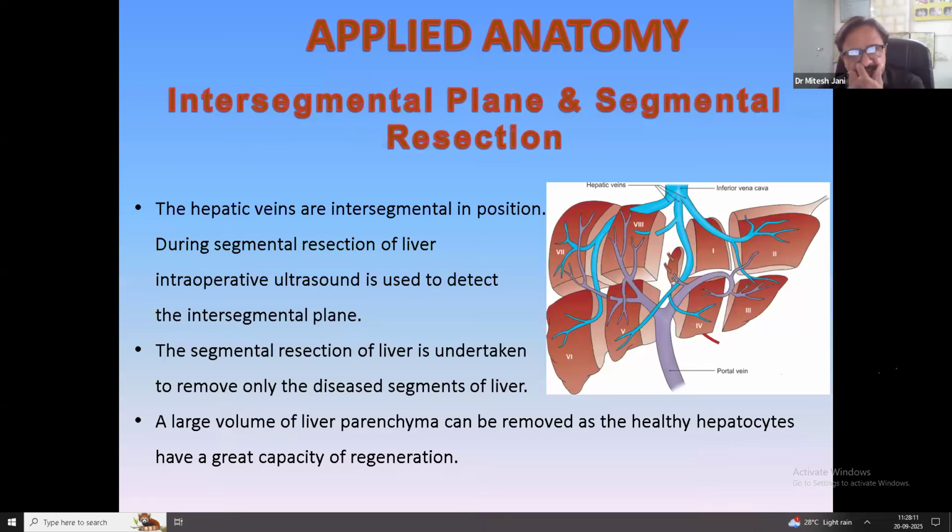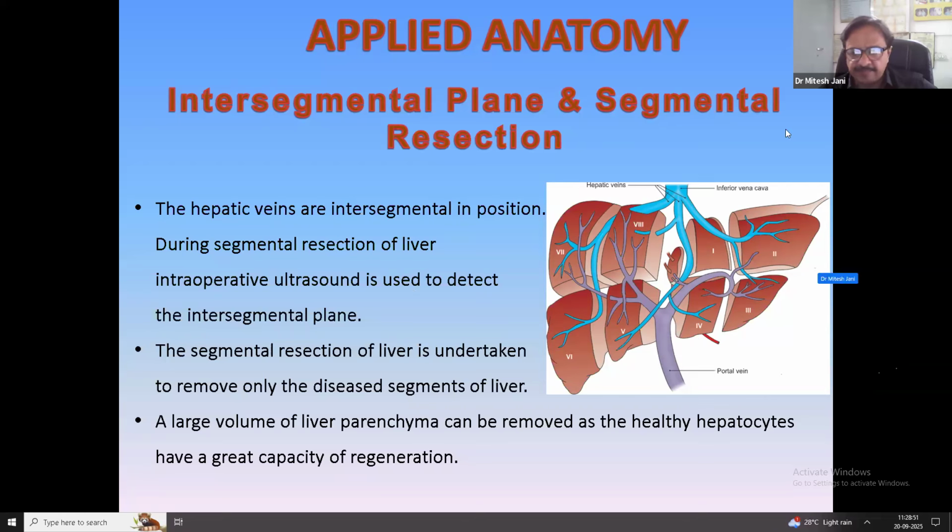Now, the intersegmental plane and segmental dissection. The hepatic veins are in an intersegmental position. As we learned before, there are different segments in the liver, and each segment has its own blood supply. So, the intersegmental plane and the segmental dissection. The hepatic veins are intersegmental in position. See, this is the hepatic vein. And during segmental resection of the liver, intraoperative ultrasound is used to detect the intersegmental plane.